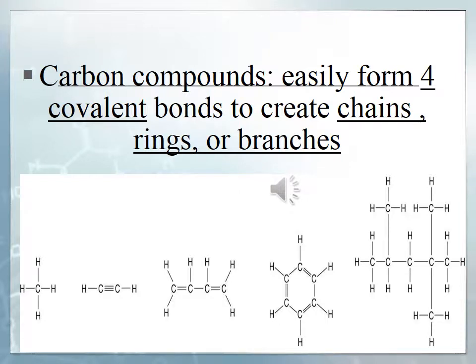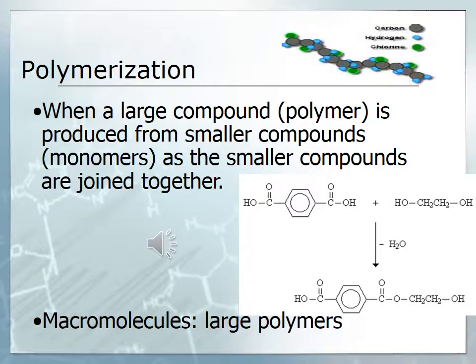When a large compound is produced from smaller compounds, as smaller compounds are joined together, this is called polymerization. So when monomers make polymers, again, the polymer is the large compound, and it's made from smaller compounds, monomers. Mono means one, so as one and one and one come together, we get a poly. A macromolecule is a large polymer.